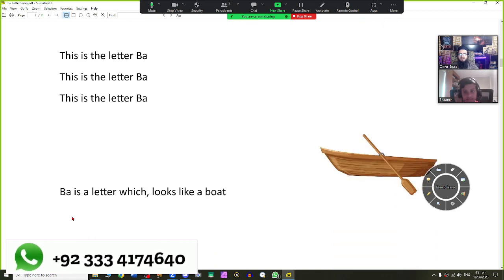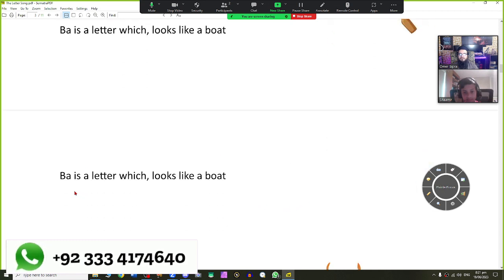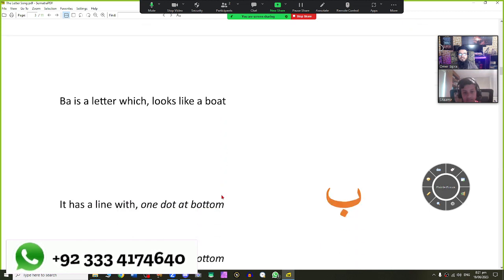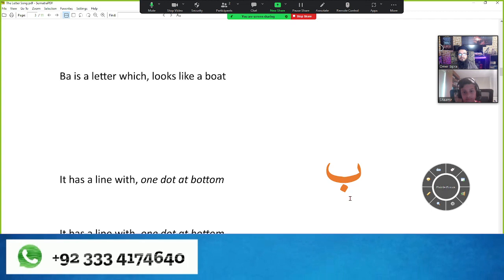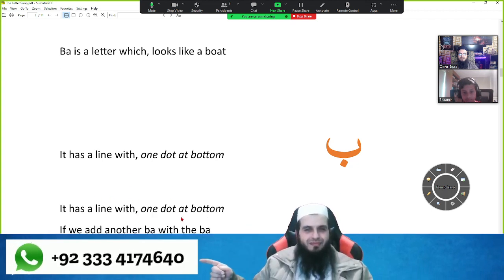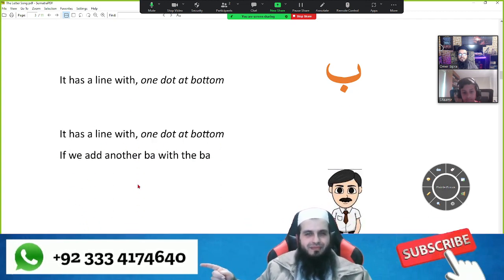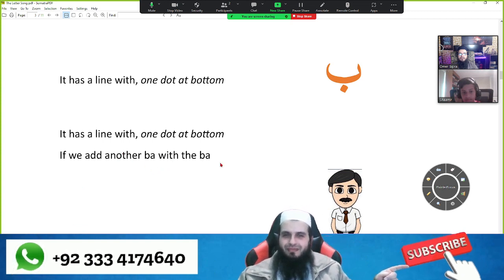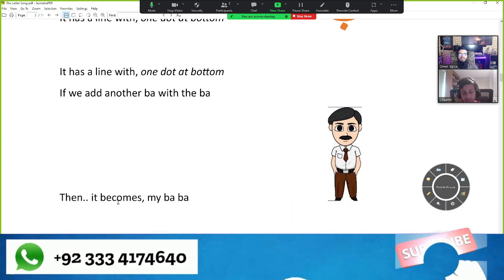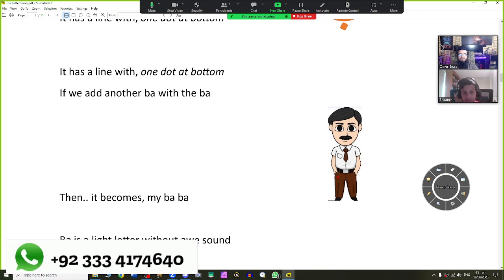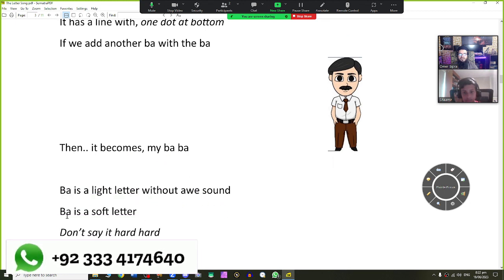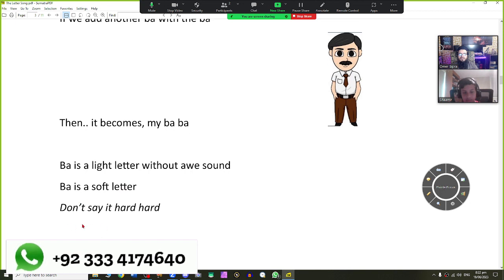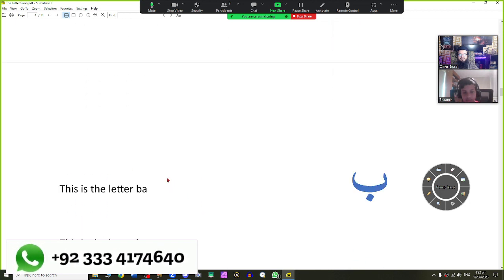Ba is a letter which looks like a boat. It has a line with one dot at bottom. If we add another ba with the ba, then it becomes my baba. Ba is a light letter without a sound. Ba is a soft letter, don't say it hard.